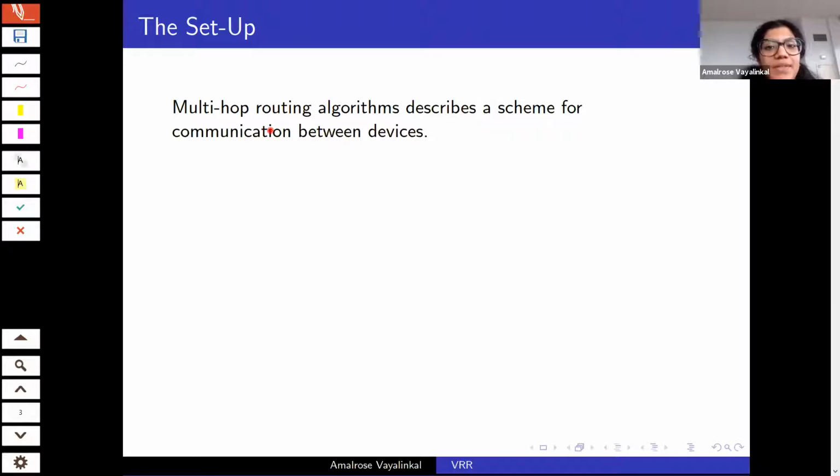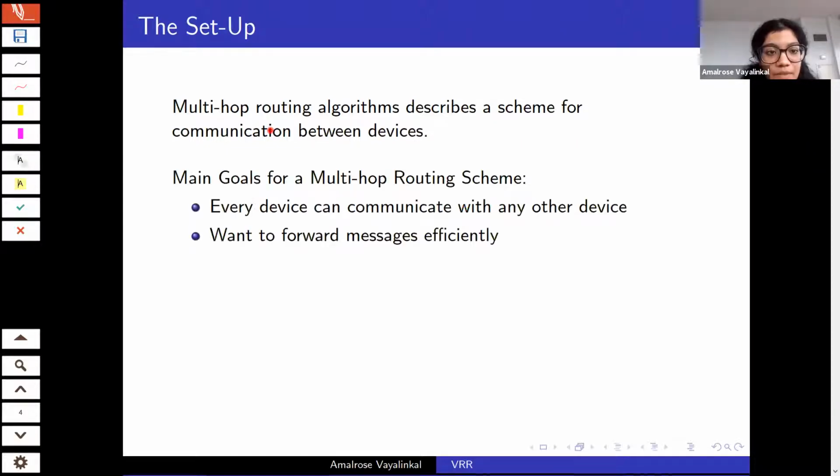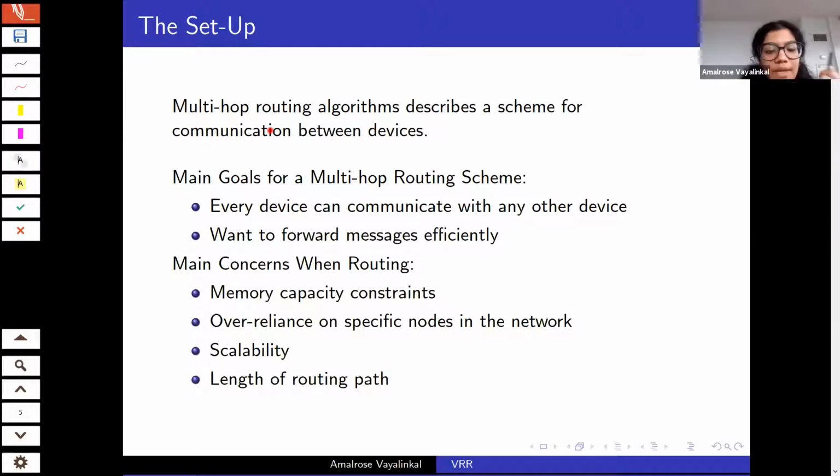Multi-hop routing algorithms describe a scheme for communication between devices. The main goals for a multi-hop routing scheme are that every device can communicate with any other device, and that we forward these messages efficiently. The main concerns when routing are memory capacity constraints of the whole system, and over-reliance on specific nodes in the network, because if those communication pathways fail, then the whole system is messed up. Scalability, right? As we add more devices, are we still able to efficiently ensure communication across all the new and old devices? And the length of this pathway of communication.